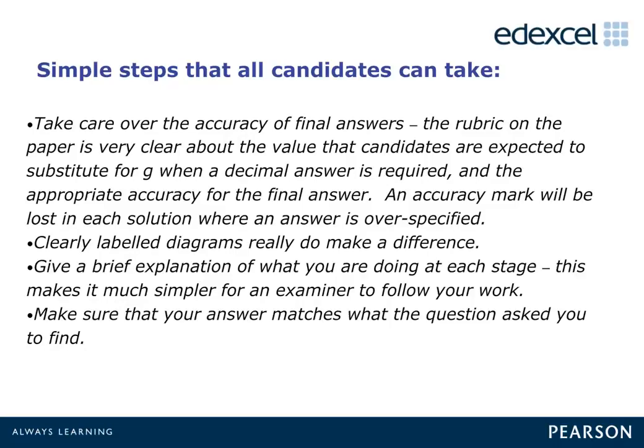There are some things that all candidates can do to improve their performance. Take care over the accuracy of final answers. The rubric on the paper is very clear about the value that candidates are expected to substitute for g when a decimal answer is required, and the appropriate accuracy for the final answer in these cases. An accuracy mark will be lost in each solution where an answer is overspecified.